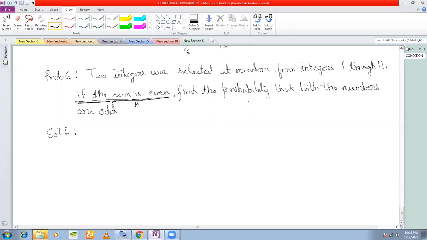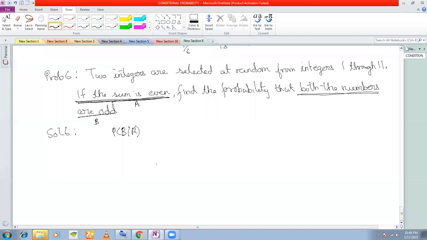Now we see the question: find the probability that both the numbers are odd. That means this should be my event B, right? So we have to find what P is, and what is the event given here? A. So we have to find B slash A. You need to find the probability that both the numbers are odd, given that the sum is even. Clear?